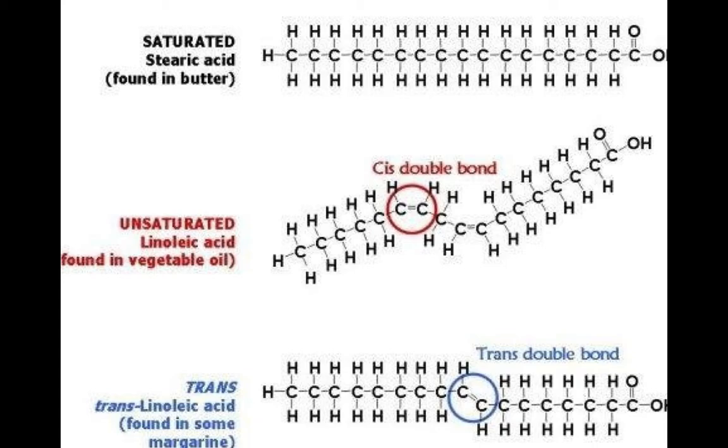Unsaturated fats have some double bonds in between the carbon molecules, so that makes them more branched, and these are going to be liquid at room temperature, and these generally come from plants. And trans fats, we'll talk about them more later, but they're not good for you.